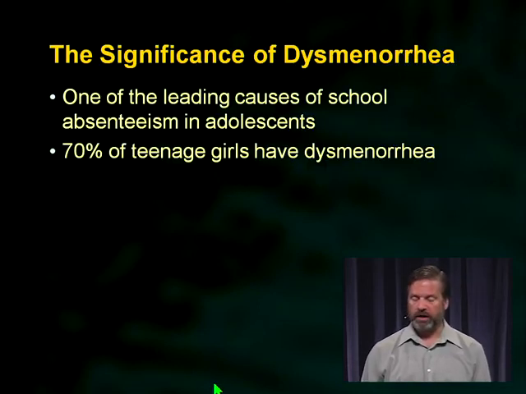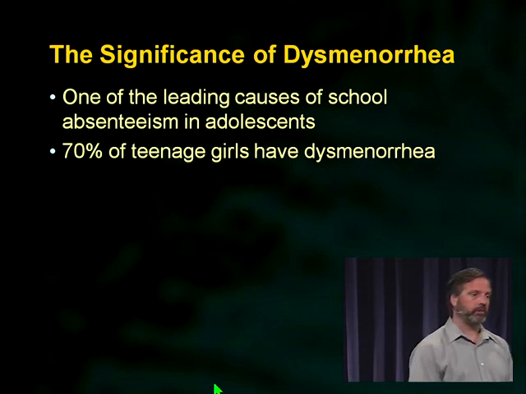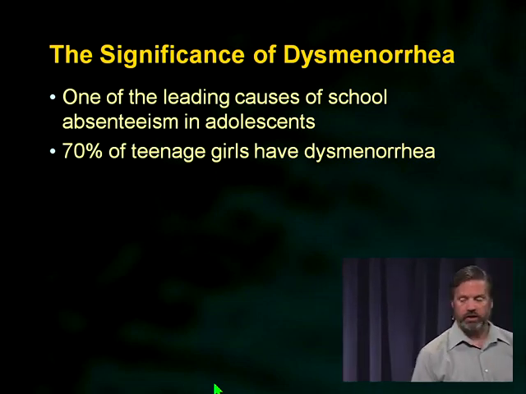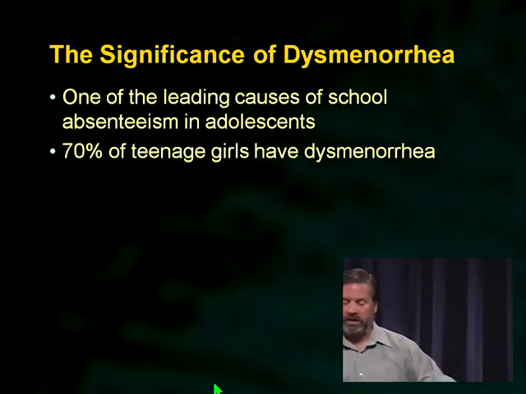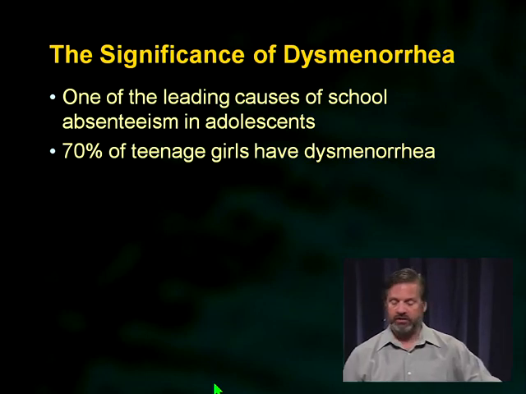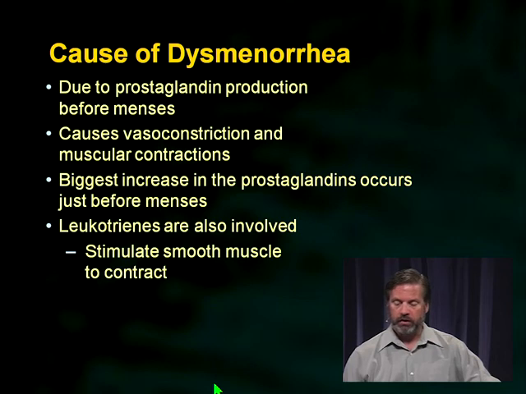And then dysmenorrhea is also an incredibly common problem. Associated pain. It's one of the leading causes of school absenteeism. About 70% of teenage girls have dysmenorrhea. And what we know is that it's pretty treatable. Because we know it's due to prostaglandin production before menses, the best way to treat it is to use prostaglandin inhibitors. There's some knowledge that leukotrienes might be involved.